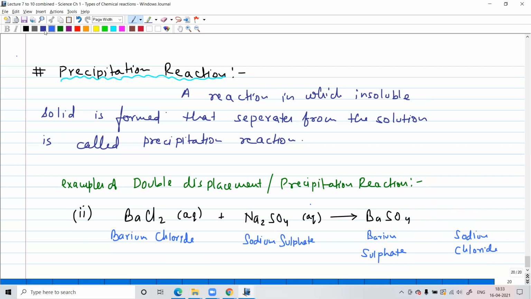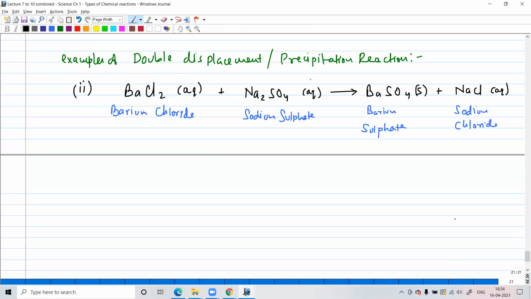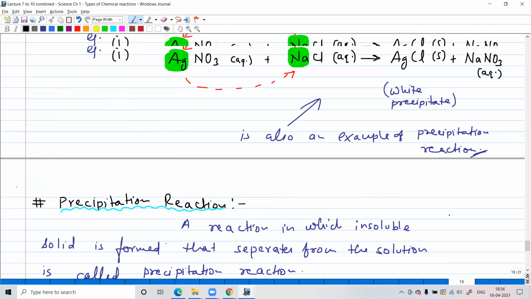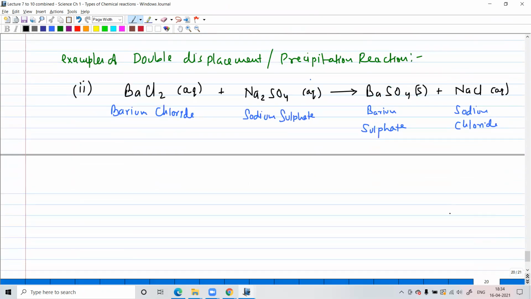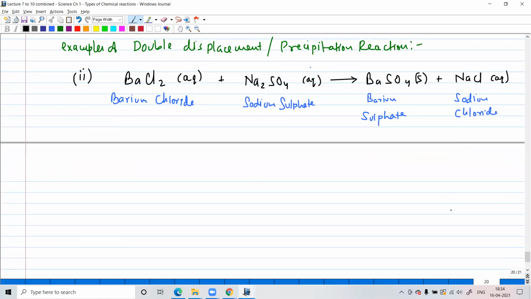Let's switch this thing a little bit. This is solid. And NaCl is aqueous. Now this barium sulfate, which you see, we had seen this barium sulfate in the... not yet. Okay, it's not yet seen. Okay, this barium sulfate is also a white precipitate. Okay, this is also a white precipitate.